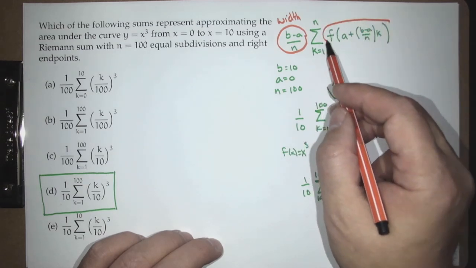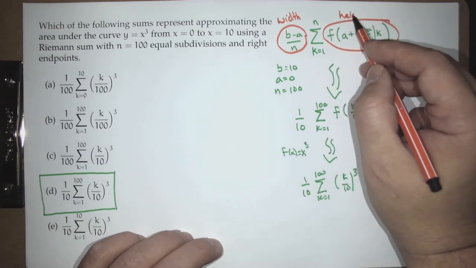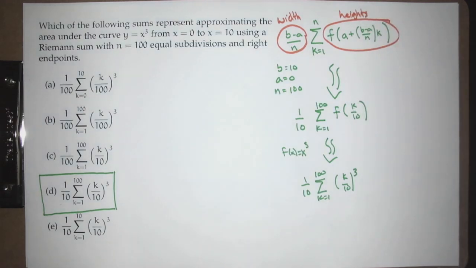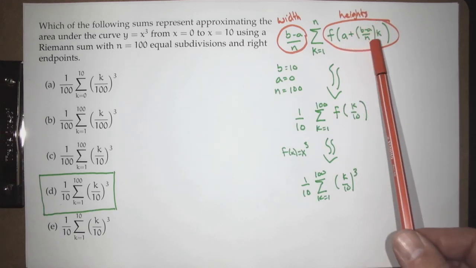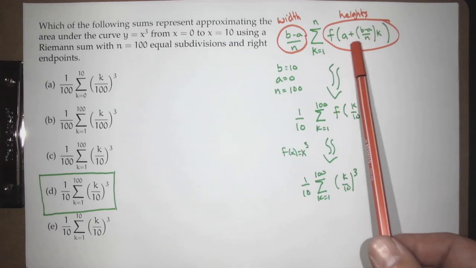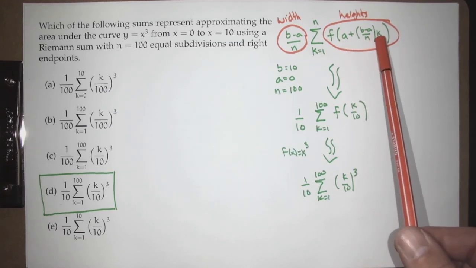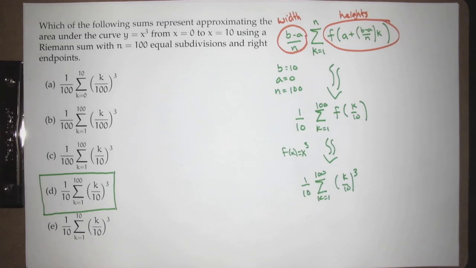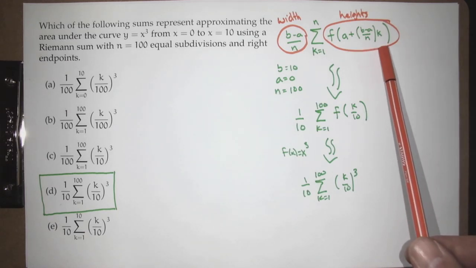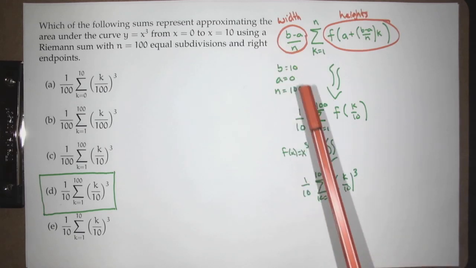So here, these are your heights. Your widths are always the same if you're equally spaced. Your heights vary depending on the function. And we say, okay, well, how do you get the heights? Well, you plug points into your function. You're starting at A, and then you say, well, I'm going to move over, B minus A over N is your width. I'm going to move that many steps over, and that'll get me to the right endpoint. Not the wrong endpoint, the right one. And plug it in. So this is the generic formula.